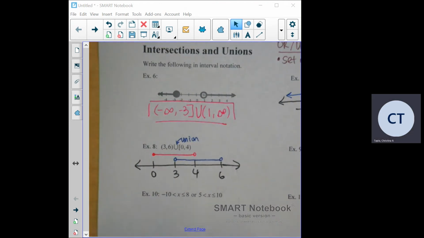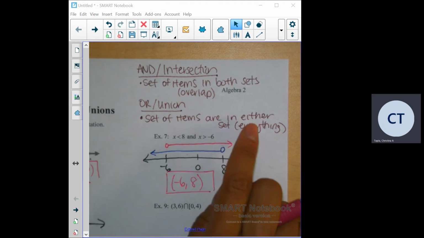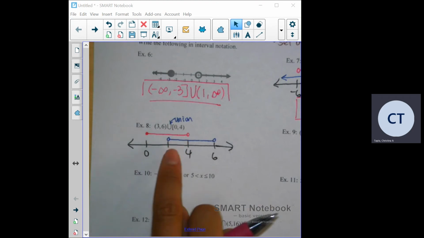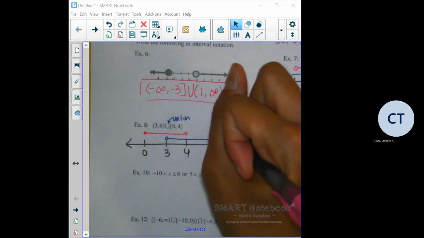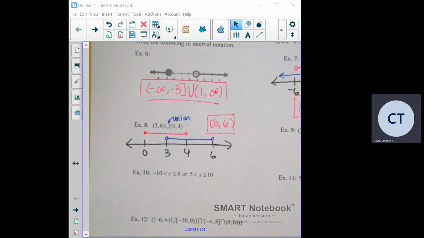Based on the definition I gave you guys earlier, when you're doing the union, you're going to include everything for your answer. So it's a set of items in either set. So it's going to be all of the items in the pink set and the blue set. So how would you write your answer for that? Vincent? That's exactly it. That's all you're doing. For unions, you include everything, all of the stuff that you have for your answer.